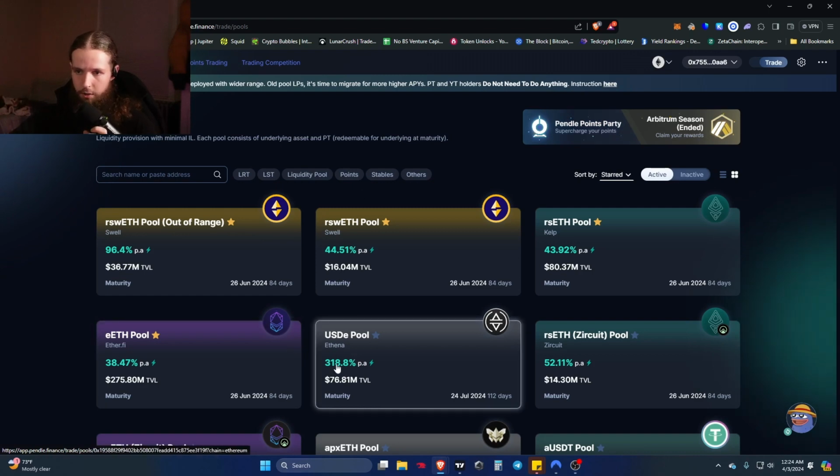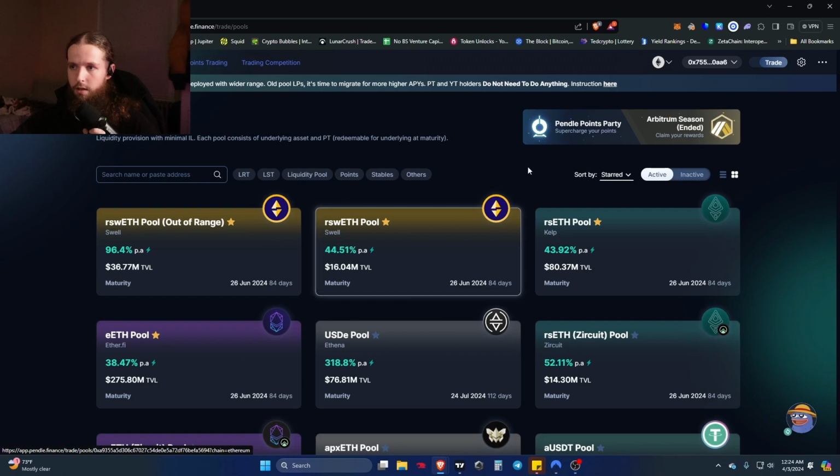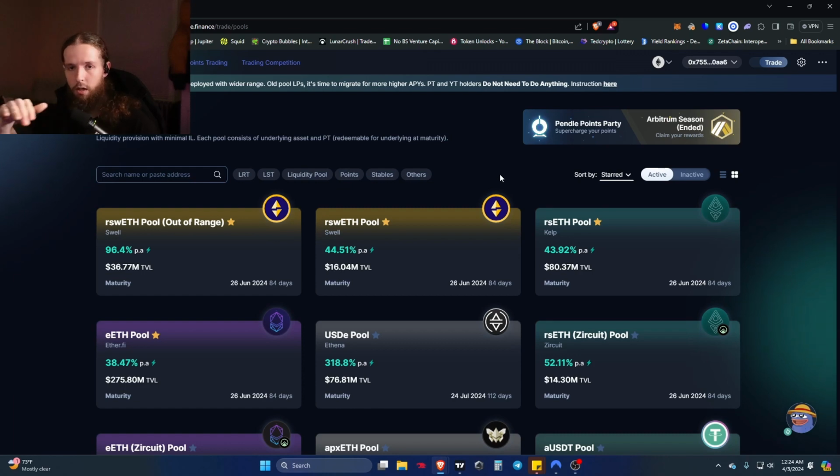I know somebody had mentioned these high APYs. It could be, you know, malicious or whatever else. That is typically the case, but this is all on chain, and people are trading the tokenized yield, and that's where this yield ultimately is coming from.